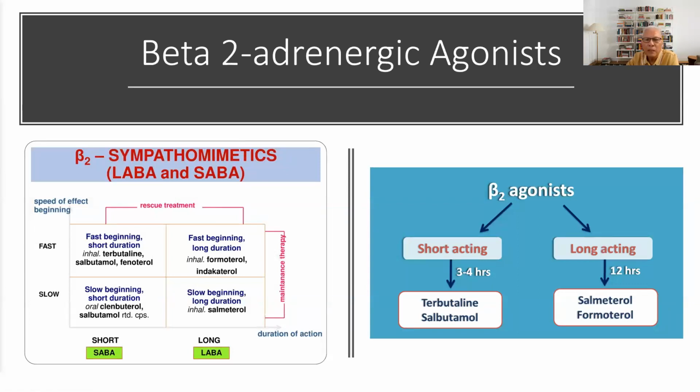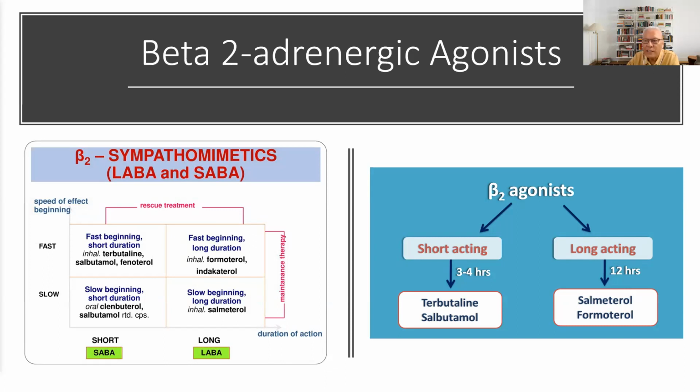Now, a beta agonist is either a SABA, a short-acting beta agonist, or a long-acting beta agonist. And as you could see, the reason why the short-acting ones are the most effective drugs for the treatment of acute bronchospasm and asthma is because they act quickly and they could last up to 3 to 4 hours. So these are the first-line medications for the acute treatment of asthma symptoms as well as in exacerbations.